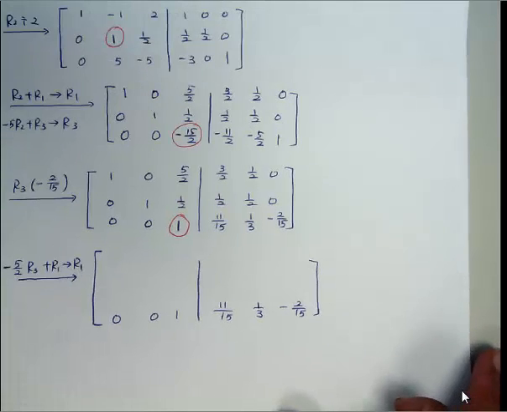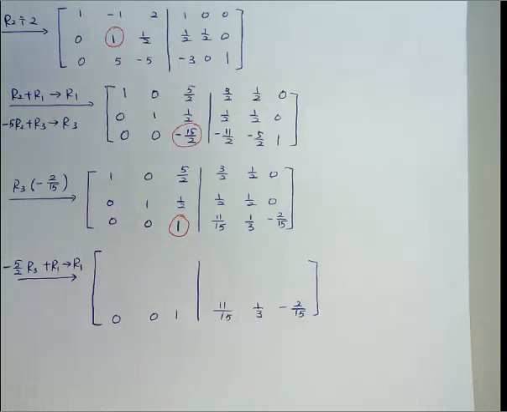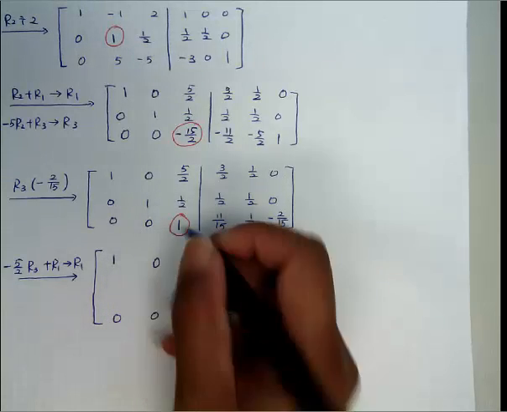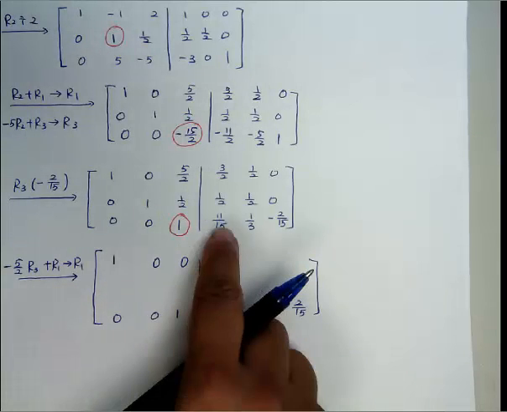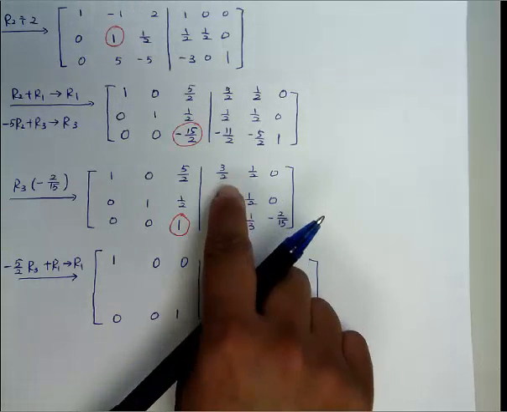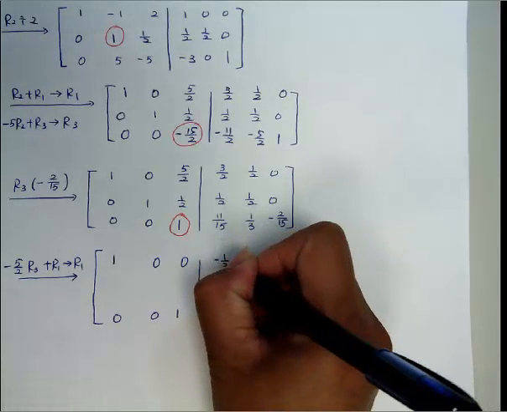I need to use negative 5 half times row 3 and then add into row 1. So that's 0 plus 1 is still 1, 0 plus 0 is still 0, and this is negative 5 half plus 5 half is 0. That's what we want. And the complicated one is right here, so you will use negative 5 half times 11, 15, and add into 3 half, and we get negative 1/3 right here.